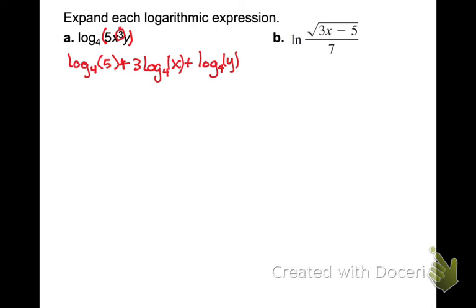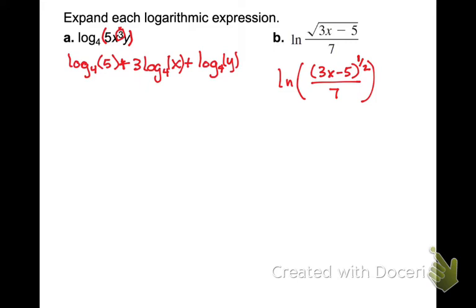Yes. Okay. So the next one, I have the natural log of (3x minus 5) to what power? What exponent is the square root? 2. Half. Because when we do a root, it's the root over the power. So 1/2.